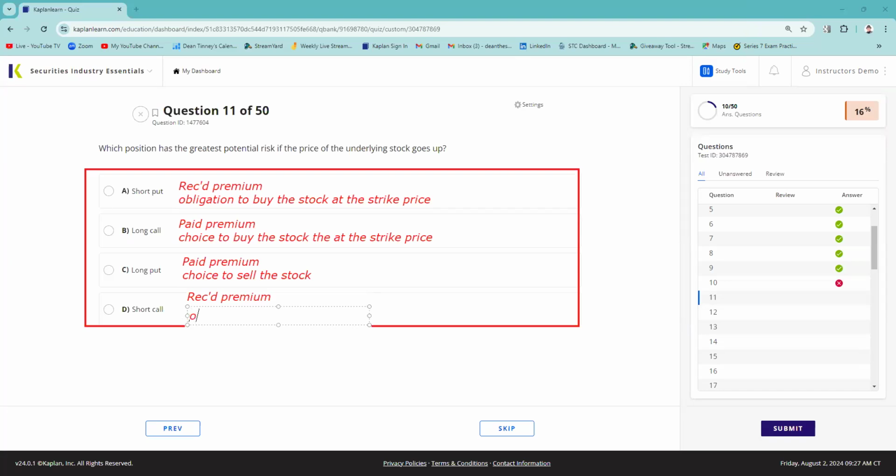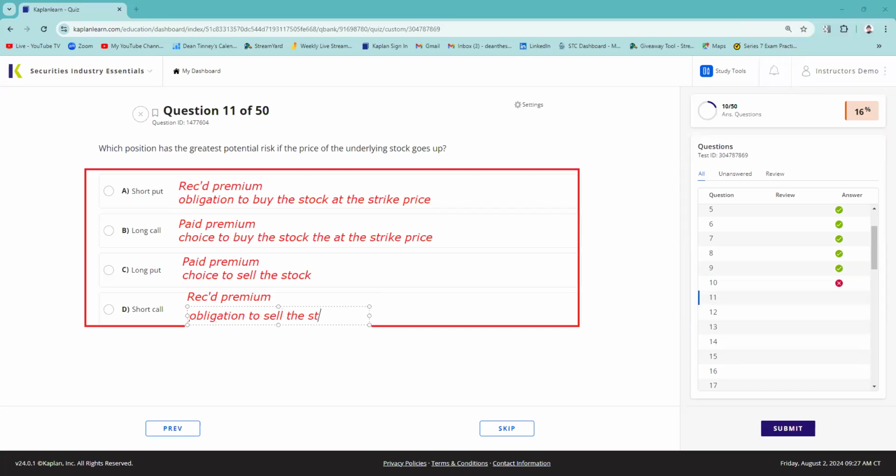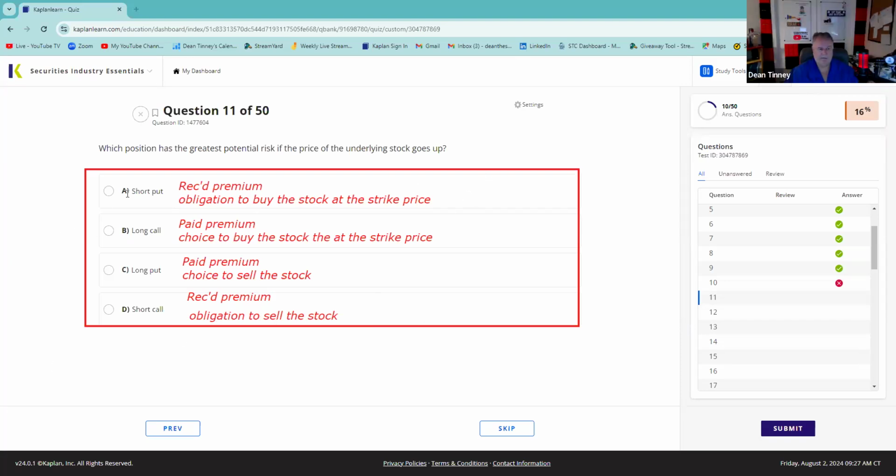So you got to decide what is a bigger risk, having an obligation to buy the stock or having an obligation to sell the stock. I think it's D. You are obligated to sell, you're forced, right? And it makes sense that if you want to buy the stock, you're bullish. And if you want to sell the stock, you're bearish.